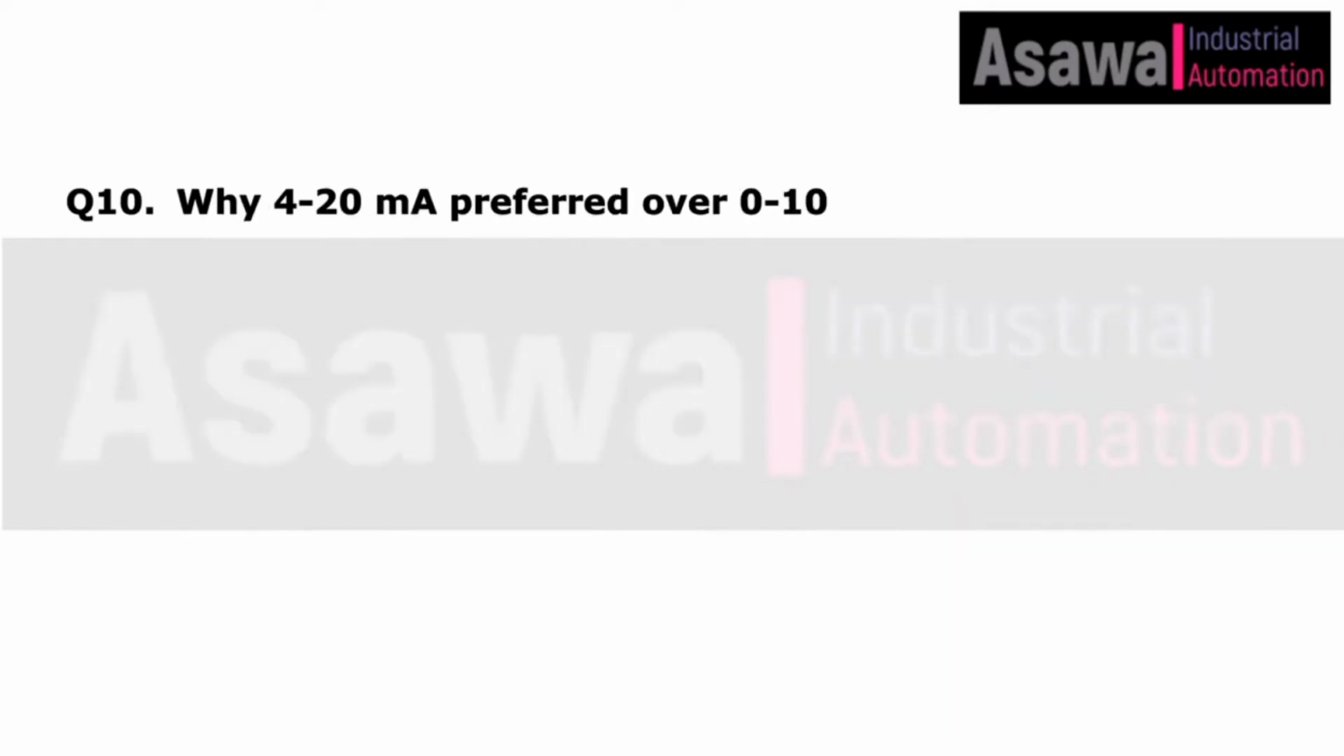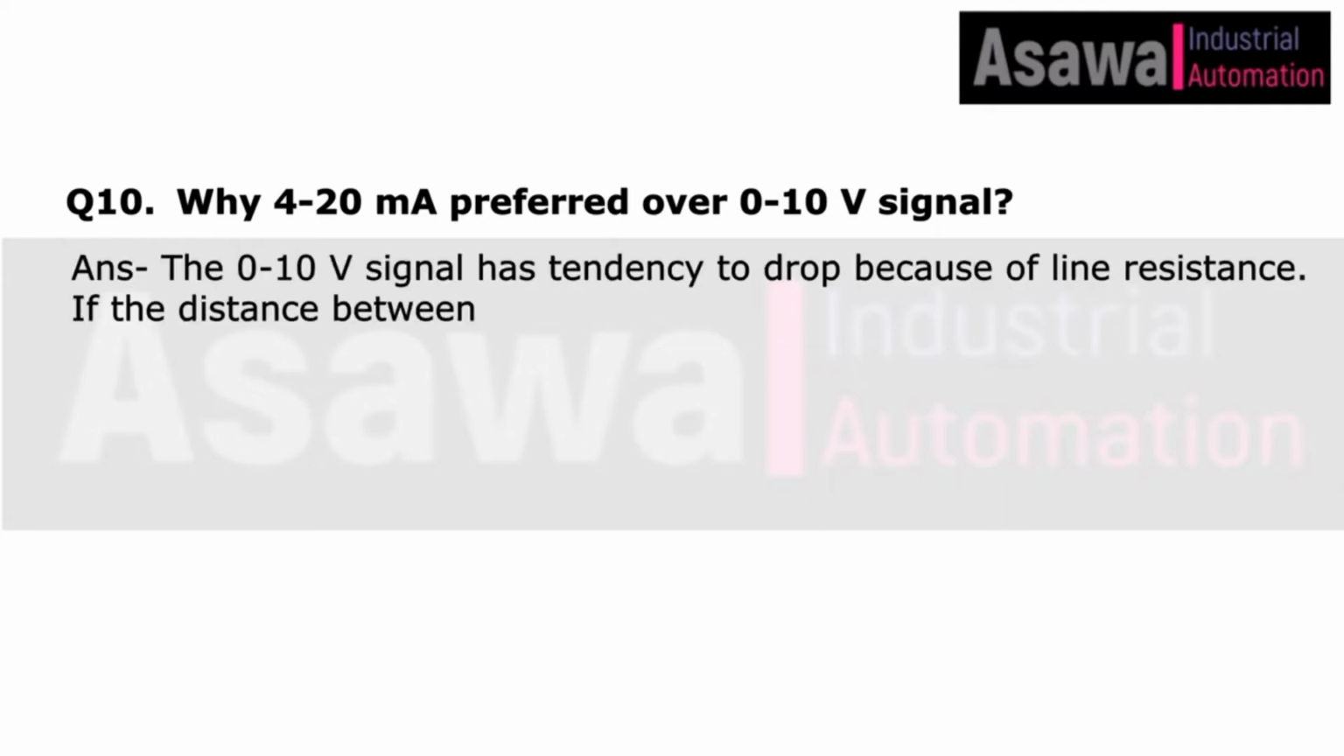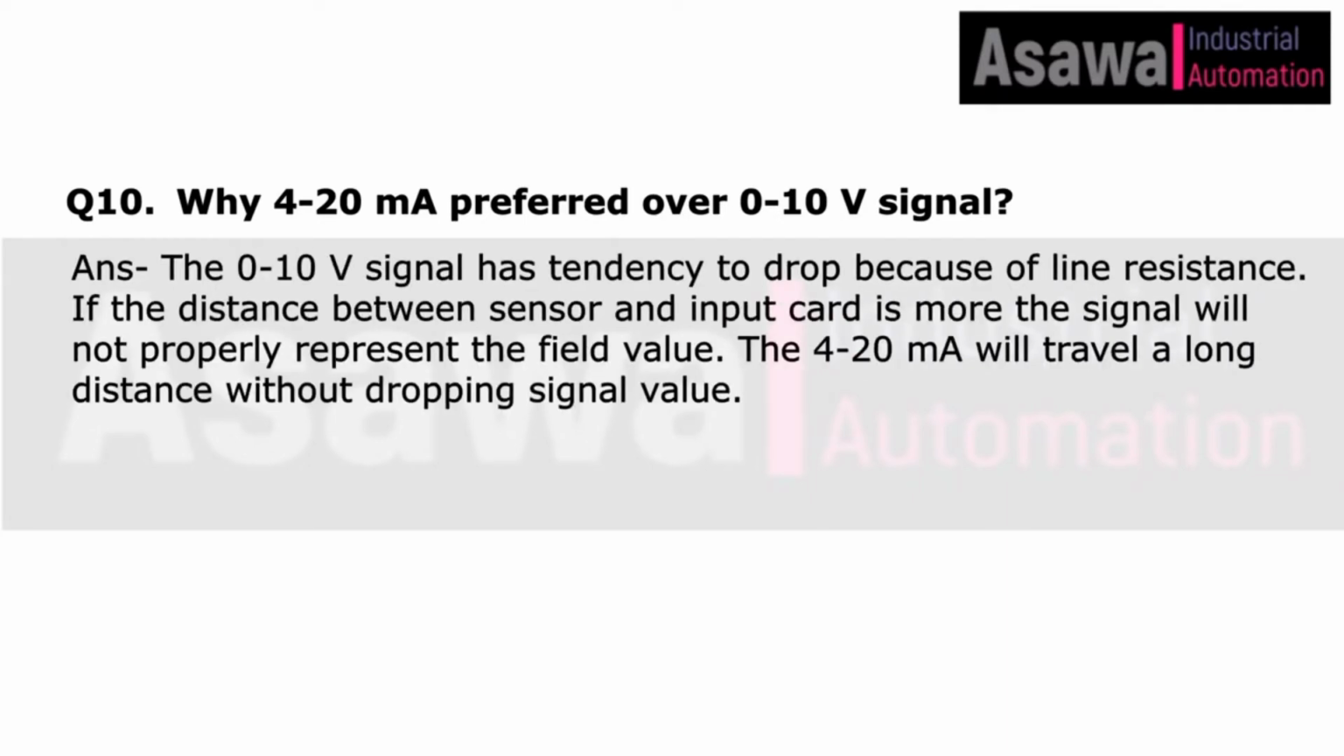Question 10. Why is 4 to 20 mA preferred over a 0 to 10 V signal? The 0 to 10 V signal has a tendency to drop because of line resistance. If the distance between the sensor and the input card is more, the signal will not properly represent the field value. The milliamp signal will travel a long distance without dropping signal value.